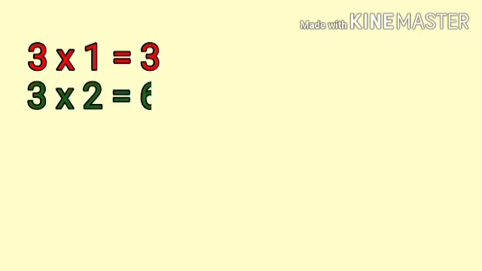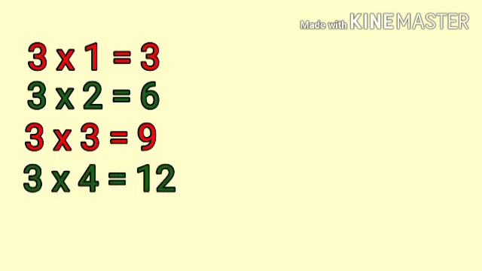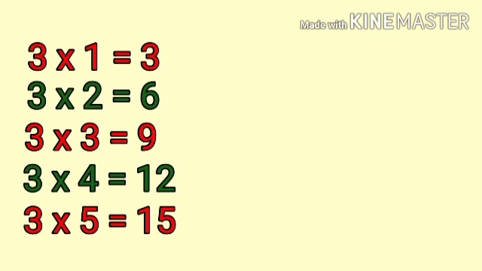Children, once again tell the 3 table. 3 ones are 3. 3 twos are 6. 3 threes are 9. 3 fours are 12. 3 fives are 15.